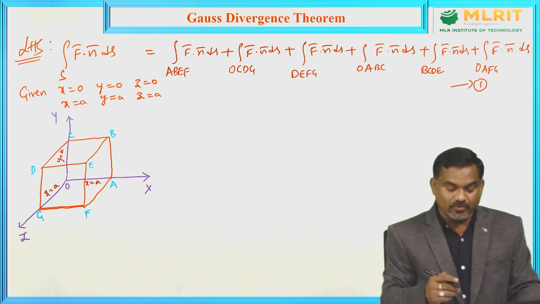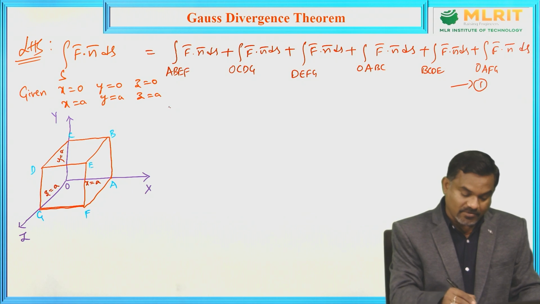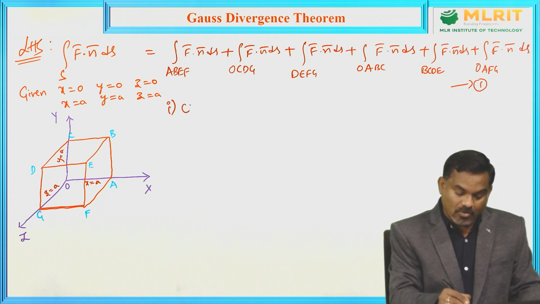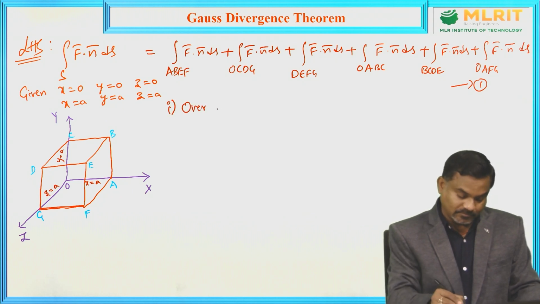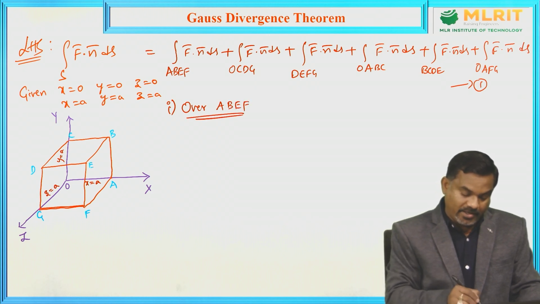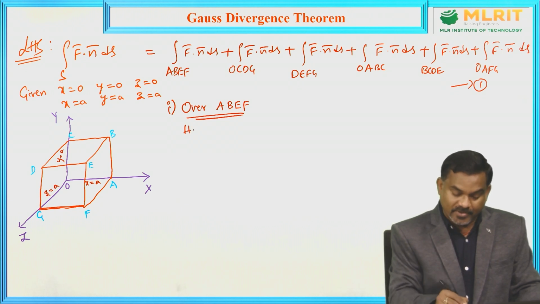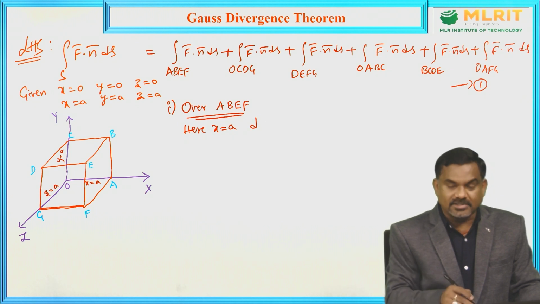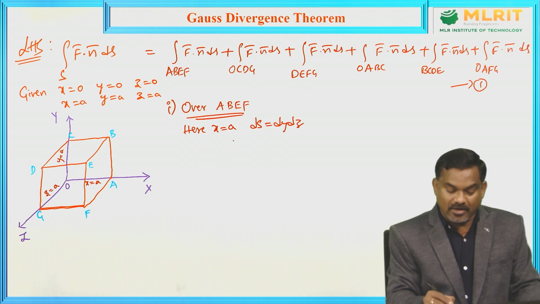So one by one we need to evaluate. Let us start with the first one. Over the face A, B, E, F. So A, B, E, F, this face. Here the length is x equal to a. So here x equal to a. And since it is in YZ plane, ds is dy dz. And we know that y changes from 0 to a and z changes from 0 to a.